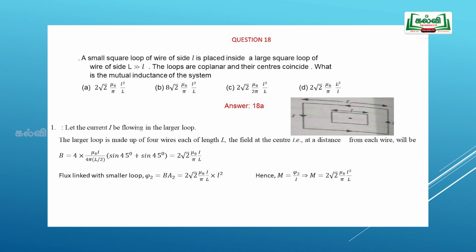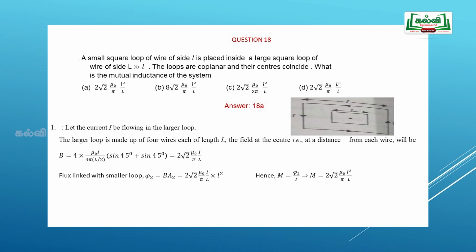Then as it is a square, it should be 45 degree and 45 degree. So sin phi 1 plus sin phi 2, sin 45 plus sin 45. What is sin 45? 1 by root 2, so 2 by root 2, right? How many sides do you have? 4 such sides. So multiply by 4. Sin 45 plus sin 45, this 4 gets cancelled, simplify this, you get 2 root 2 mu naught I by pi L. A simple calculation is involved in this, not much. So you get B here as this.